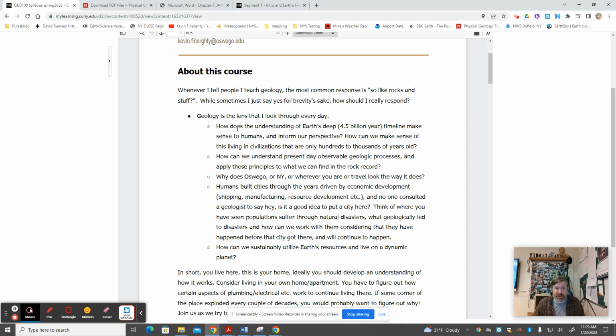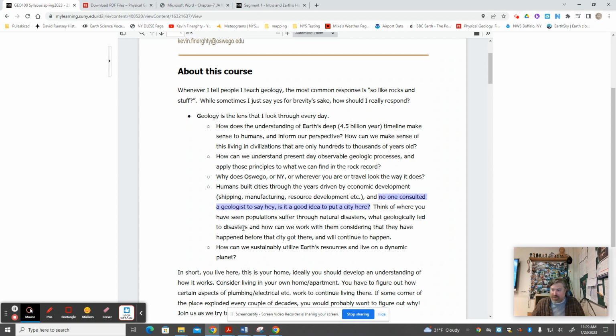What are the rules with how rivers deposit and erode sediment? We built a city called New Orleans there. How does that work within that delta system? And how do we understand it sustainably going forward? No one ever consults geologists when cities are being established to ask whether it's a good idea to put a city here.